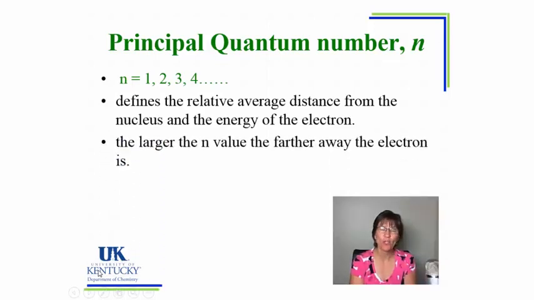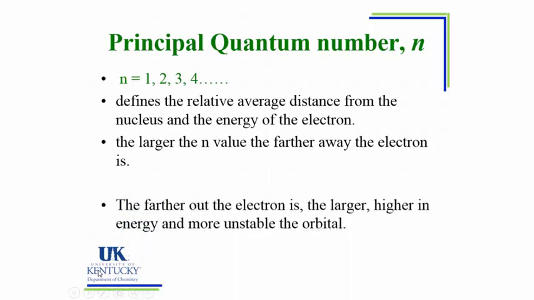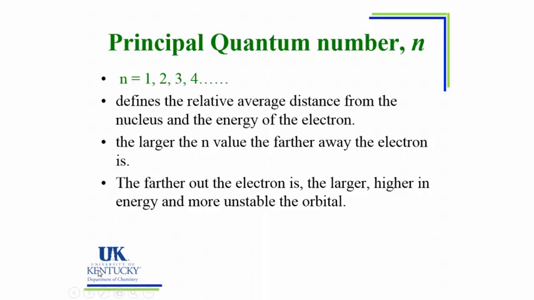The larger the value of n, the further away the electron is. So if n equals 1, it's close by, near the nucleus. If n equals 2, they're a little further away. And n equals 3, they're a little farther away yet. Now, the farther away the electron is, the higher the energy of that electron. So as n gets larger, the value of the energy of that electron gets higher as well.